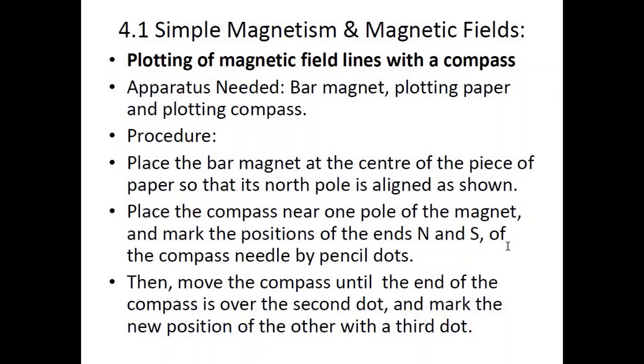For plotting of magnetic field lines, you can have two methods, or two experiments, to do that. The first method is by using a compass. You are going to need a bar magnet, a paper and a compass. You place the bar magnet in the center of the paper so that the north pole is aligned. Place the compass near one pole of the magnet and mark the positions of the north and south ends of the compass needle with pencil dots. Then move the compass until the end of the compass is over the second dot and mark the new position with a third dot, and so on.